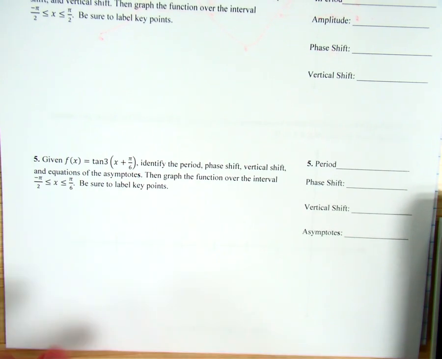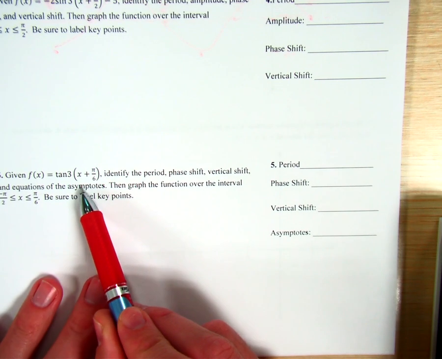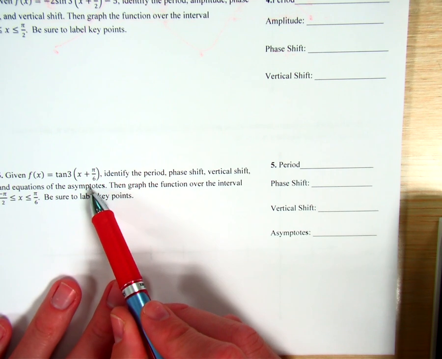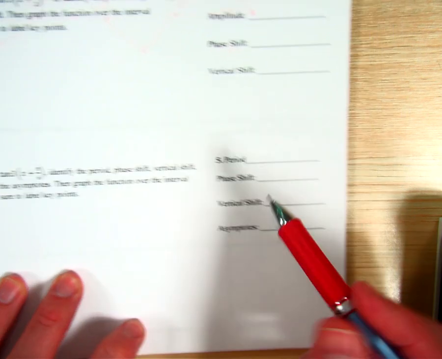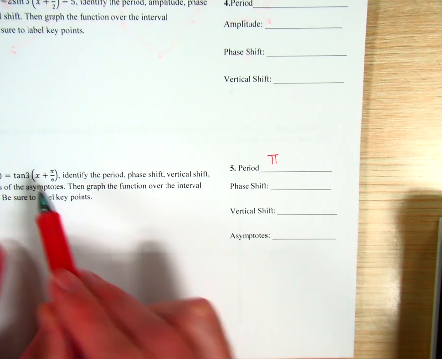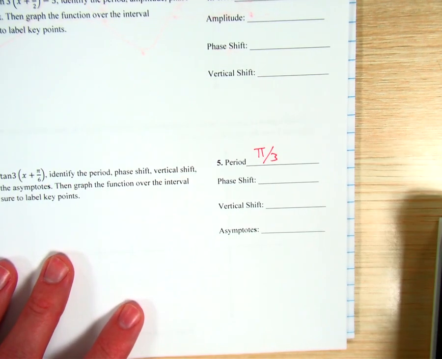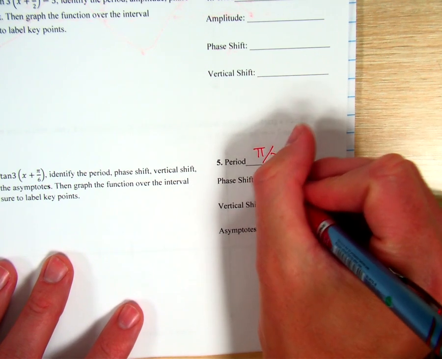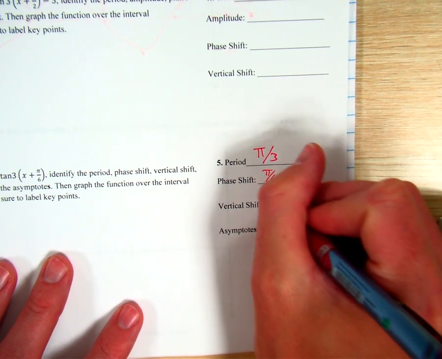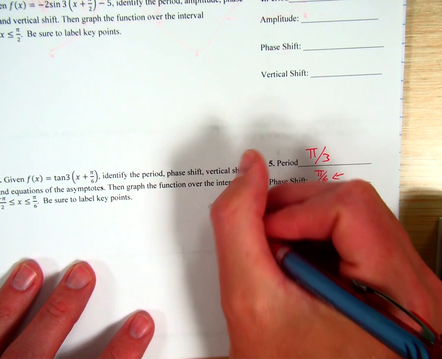Let's drop down to number 5. We got a tangent. Tangent 3 parentheses x plus pi over 6. Okay, normal period for tangent is pi. We have a times 3 multiplier, so our period's pi over 3. Okay, phase shift is pi over 6 to the left. No vertical shift.